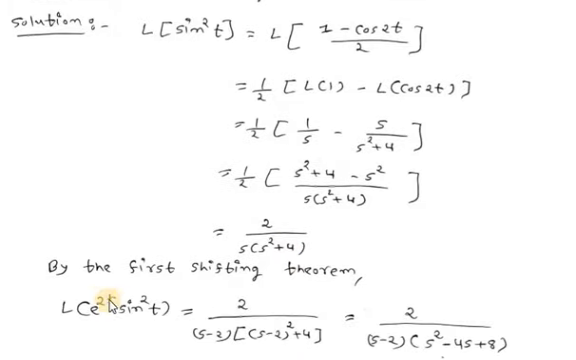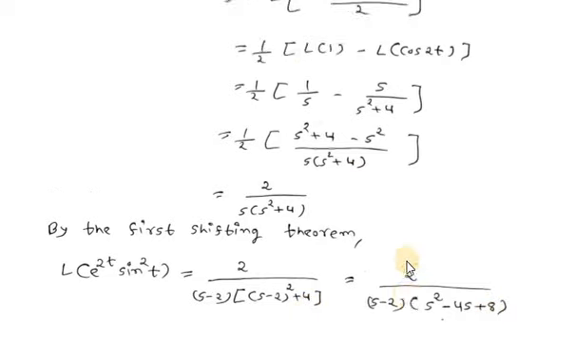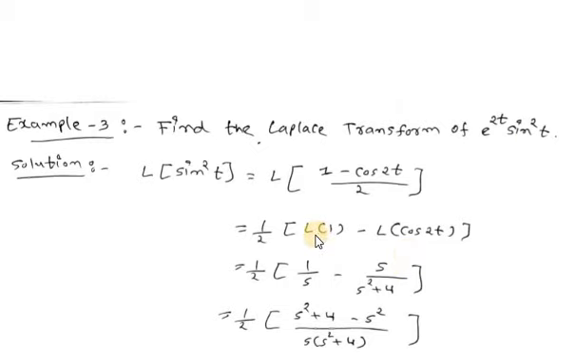Now we will apply the first shifting theorem. So what we have to do in this result, we have to replace s by s minus 2. So 2 as it is, replacing s by s minus 2, and over here replacing s by s minus 2 the whole square plus 4, s minus 2 as it is, this 2 as it is, and we will apply the formula of a minus b whole square over here. So that is a square minus 2ab plus b square. So it will become s square minus 2 twos are 4s plus 2 square is 4 and 4 plus 4, 8. So this is the final Laplace transform of e raised to 2t sine square t.